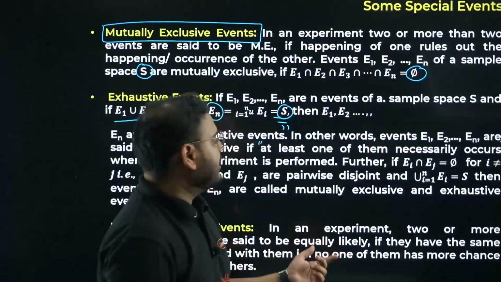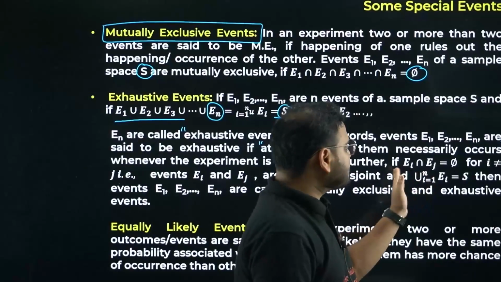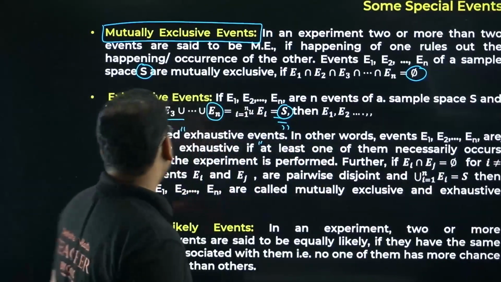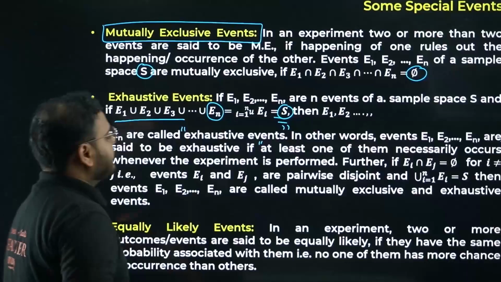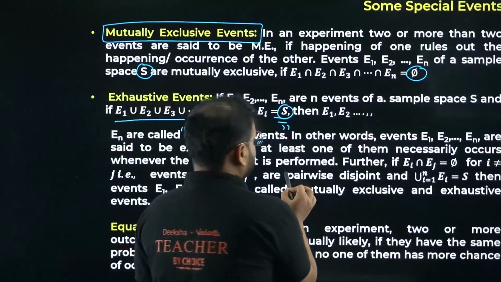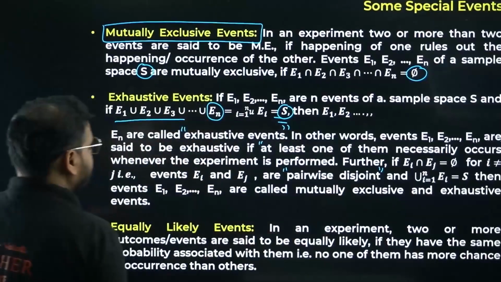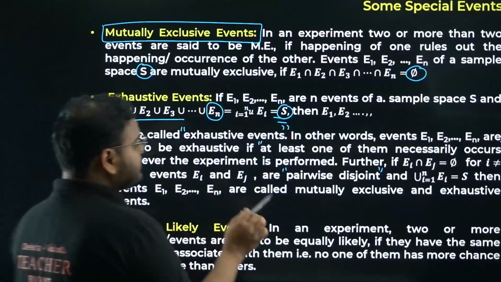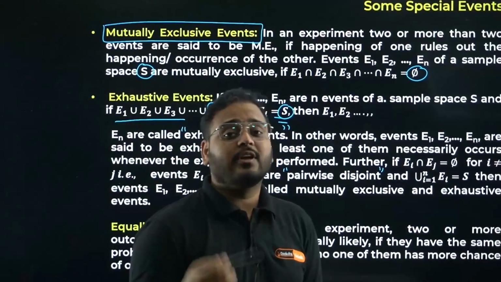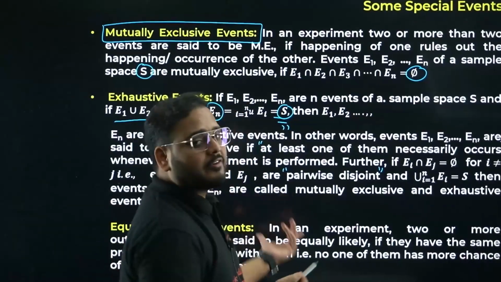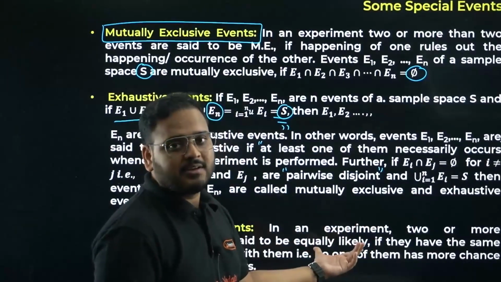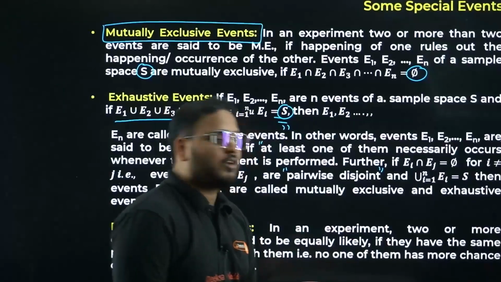Then, if the intersection of events Ei and Ej is phi for any i not equal to j, the events are pairwise disjoint. Pairwise disjoint. Again, nothing in common. Why am I saying this? Because it is going to be very useful for you to remember this. The definition of Bayes theorem comes from here only. Mutually exclusive and exhaustive events.